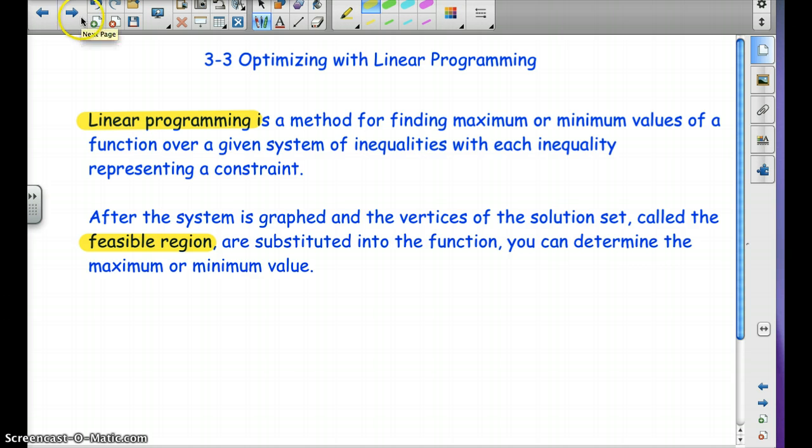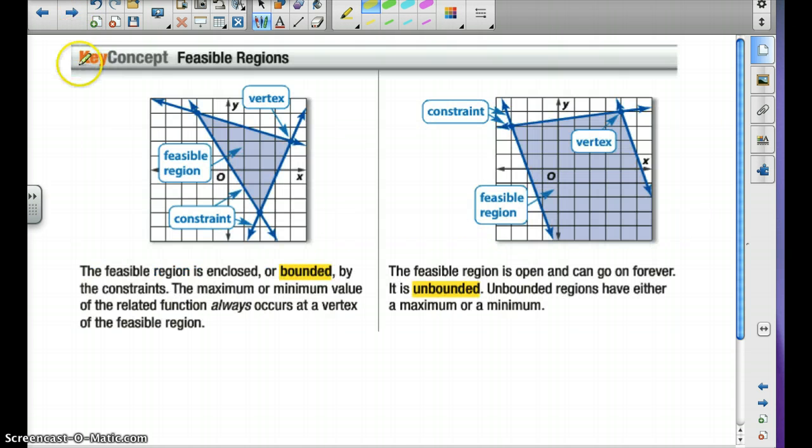So what's it going to look like here? When we graph, it's going to look like this. We're going to have some bounded regions where we have vertices. The feasible region is the stuff on the inside. Your constraints are the lines that you're drawing. And here, this would be an unbounded region. So notice this shading goes on, and the feasible region is not enclosed or bounded.